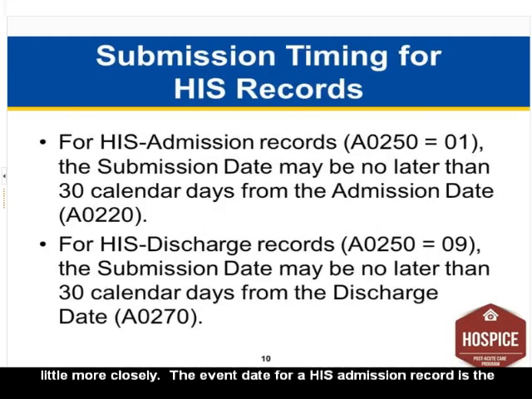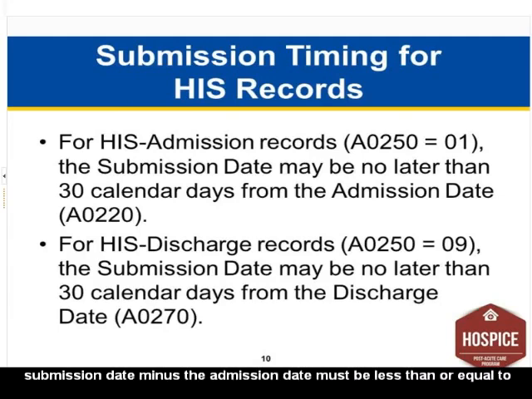The event date for a HIS admission record is the admission date, the date that is documented in A0220. And the event date for a HIS discharge record is the discharge date, the date that is documented in item A0270. For HIS admission records, which will be coded as 1 in A0250, the submission date may be no later than 30 calendar days from the admission date. Therefore, the submission date minus the admission date must be less than or equal to 30 days.